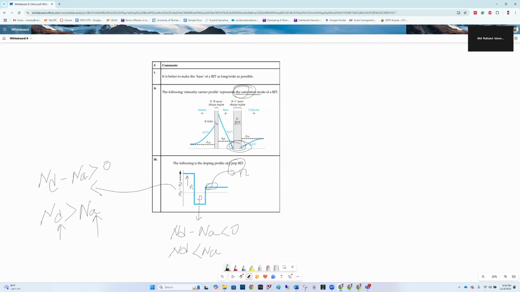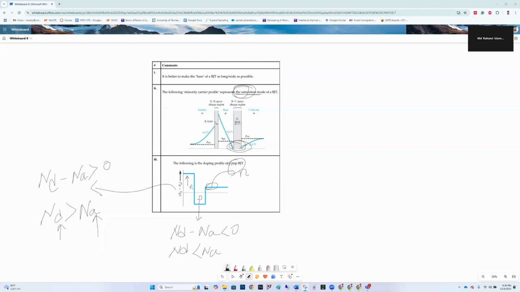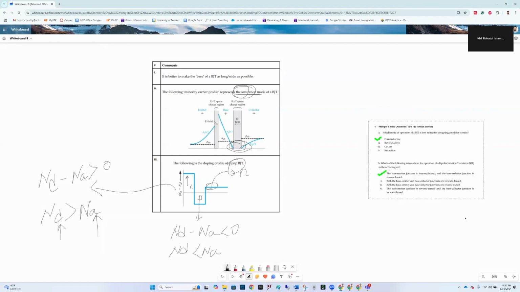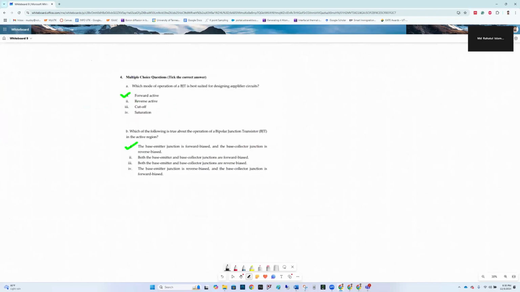Now let's move to the MCQ questions. Let me bring that here. As you can see, the question is: which mode of operation of a BJT is best suited for designing an amplifier circuit? This is of course forward active, because in the forward active mode, the collector current is dependent on the base current with a relation like this, IC equals beta times IB. And in other modes, IC is not dependent on IB. Beta is the ratio of IC and IB, and this gives you the amplification.